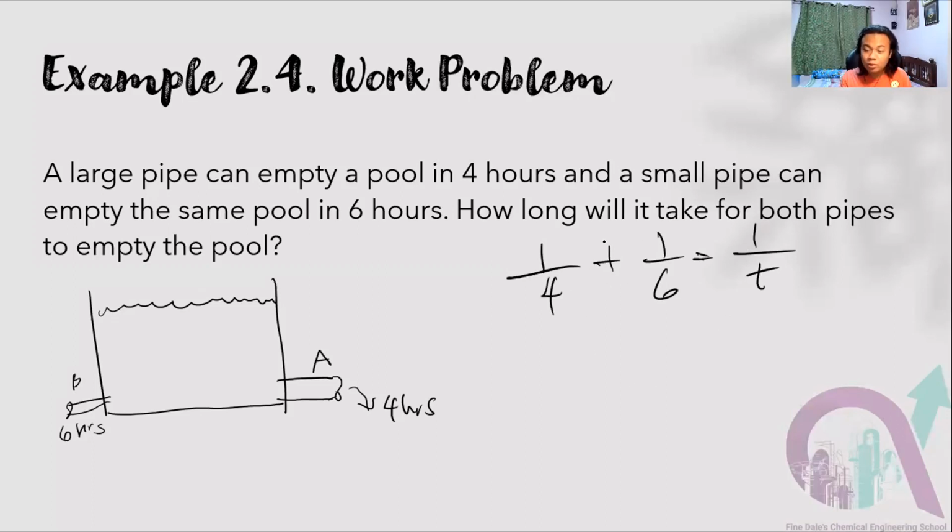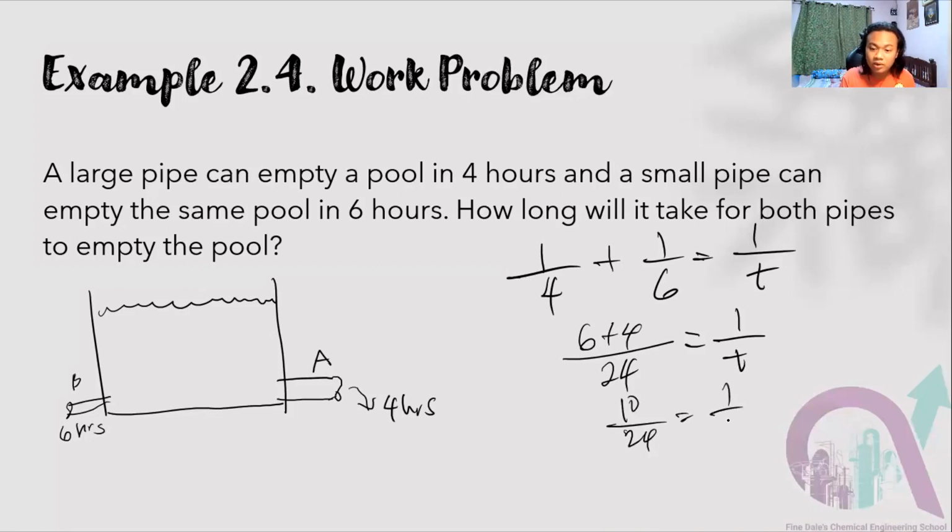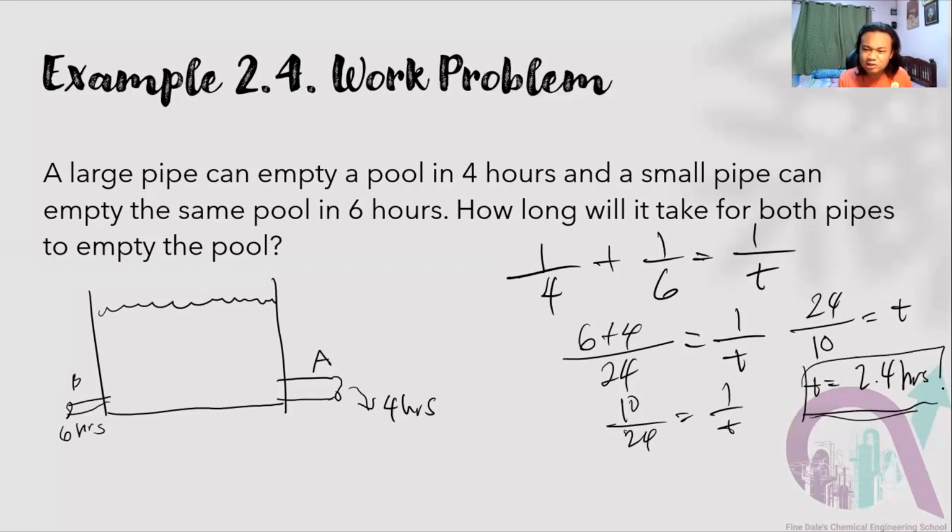So you add these and then reciprocate. 4 times 6 is 24, and then 6 plus 4 is 10. If you don't know how to add fractions, just review your elementary arithmetic. So you have 10 over 24 equals 1 over t. Reciprocate, so t is 24 divided by 10, which is 2.4 hours. It's that easy.